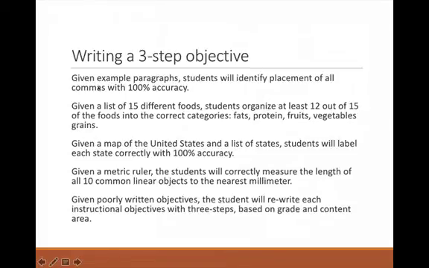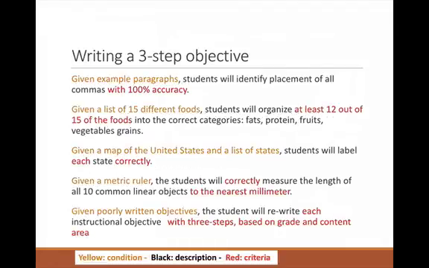So, given an example paragraph, students will identify placement of all commas with 100% accuracy. I can measure that. Based on whatever my standard was, I can measure that my students are able to do what they are supposed to do. And this shows how the objective is split up based on condition, description, and criteria.